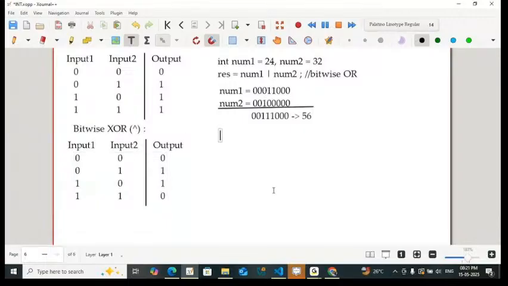So let's see how many of you will be able to do it. I have int num1 with the value 27, num2 with the value 49. Okay, so you have to say what is result is equal to num1 XOR with num2.